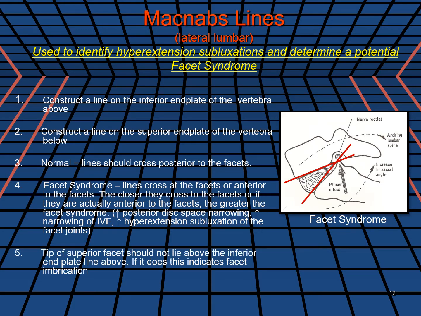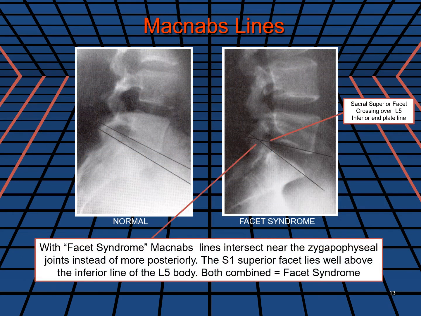Also, the tip of the superior facet, which is seen right here in that arrow, that's what that arrow is pointing to, that superior facet should not lie above the inferior end plate line, right? It should not lie above this line over here. If you see that, that definitely indicates facet imbrication, or kind of an overlapping or a compressive loading of the facet. So that's McNab's. Here's a few examples of it.